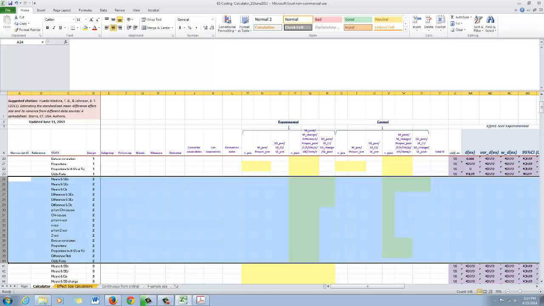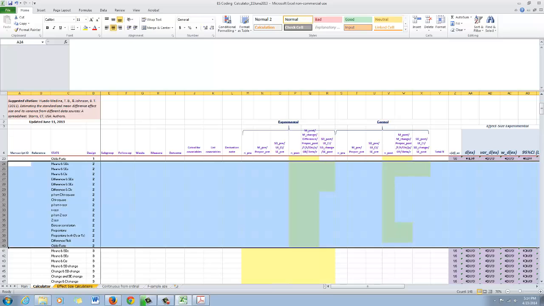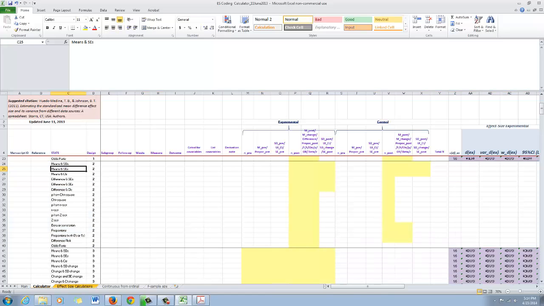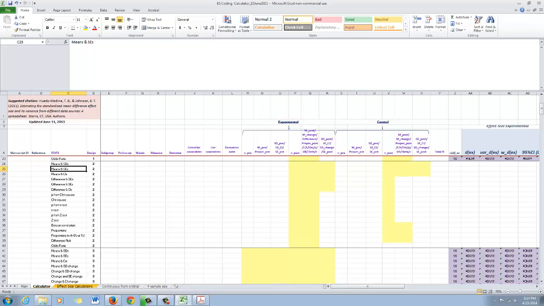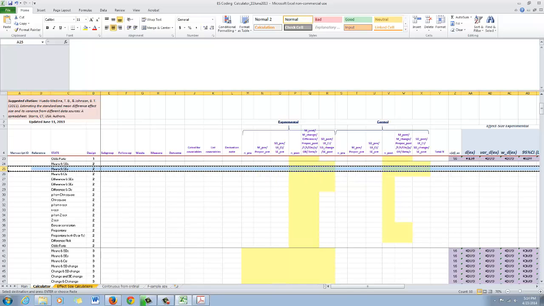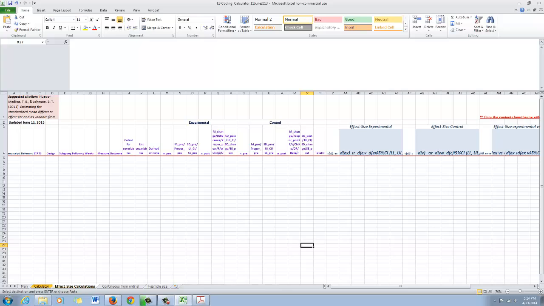So since it's post-test data only, we're going to identify that as design 2, and then we're going to figure out what is the statistic. So in this case, the statistic is means and standard errors. It's indicated here and indicated in the headings. So we're going to copy this row and we're going to paste here.